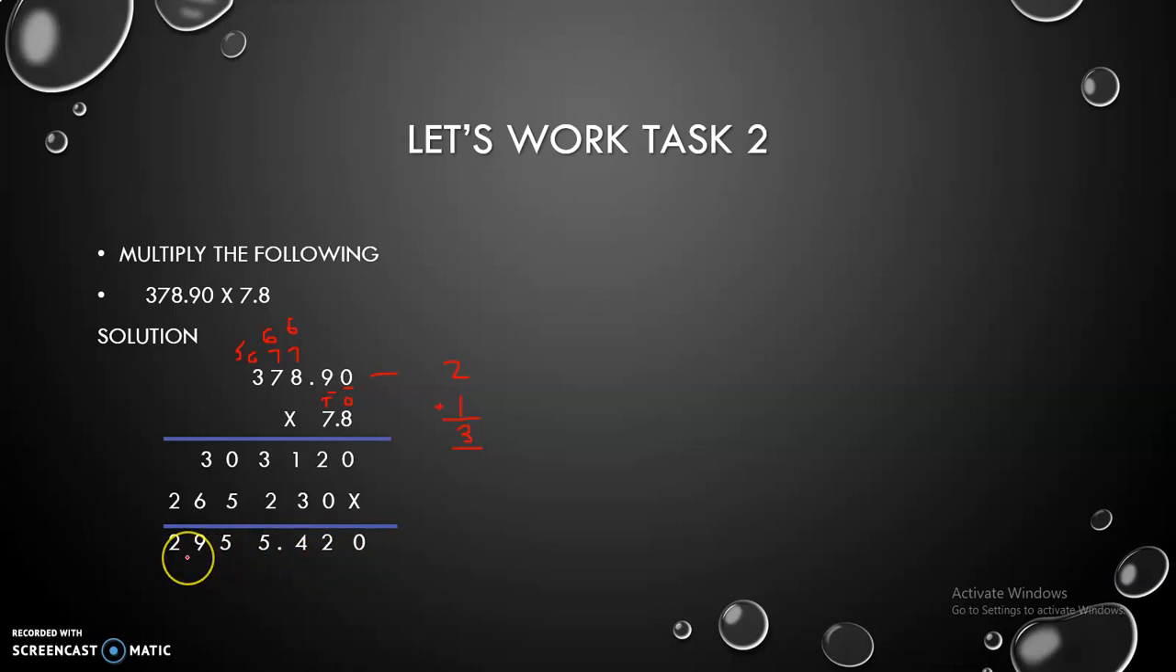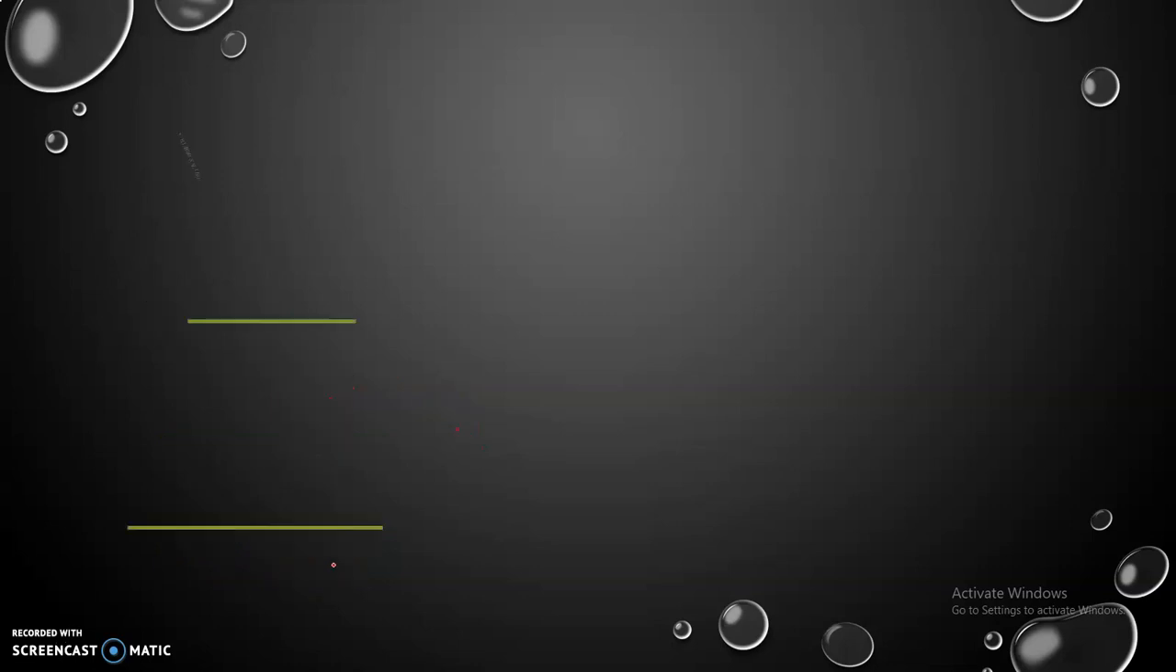So the answer would be 2955.420. Now second example. In second example, 81.800 multiplied by 9.160. First we write both numbers and then we start the multiplication.